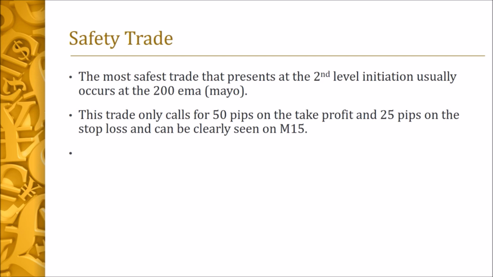The safety trade. This is the safest trade that presents at the second level initiation, usually occurring at the 200 EMA. This trade only calls for 50 pips on the take profit and 25 pips on the stop loss, and can be clearly seen only on the M15 time frame.